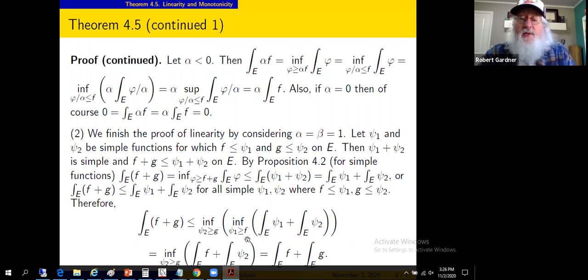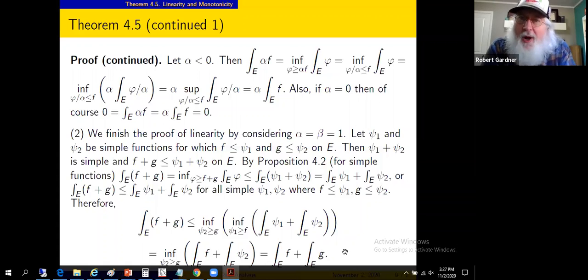Take an infimum over psi 1, that's a constant, and that becomes an integral. That becomes a Lebesgue integral over E of f. Actually, it becomes what? An upper Lebesgue integral, but we've assumed Lebesgue integrability on function f. So we get a Lebesgue integral here. Take the infimum over the psi 2's, and this second one turns into an integral here. And we've got the integral of f plus g is less than or equal to the sum of the integrals.